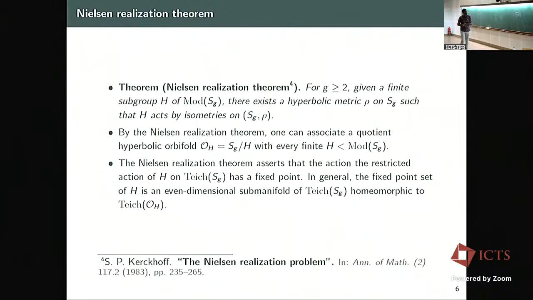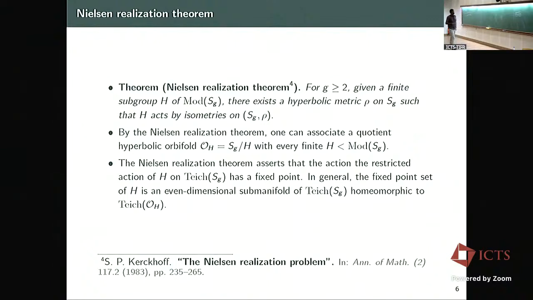I think Nielsen and Fenchel proved it for the cyclic case. Yes, it's true. And then a bunch of people over the next few decades proved it for various kinds of finite subgroups of the mapping class group, until it was completely settled by Steven Kerckhoff in 1983. He showed that any finite subgroup of the mapping class group acts on the surface, and not only acts, it acts by isometries. In other words, there is a hyperbolic metric on this surface under which this subgroup of the mapping class group is realized as an isometry group of that hyperbolic surface.